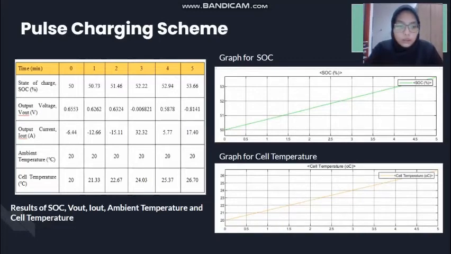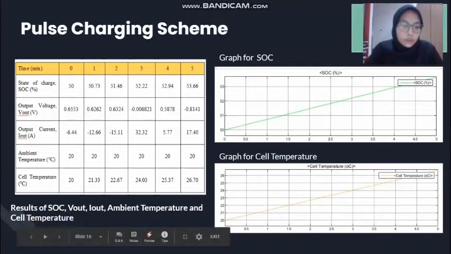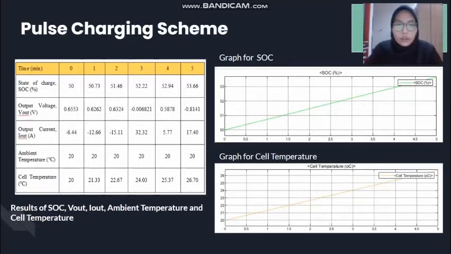With constant ambient temperature, the cell temperature during charging increased drastically until 26.7 Celsius. Within this time of charge, the cell temperature is still in a safe condition and doesn't overheat. But for a long duration of charging, it will exceed the nominal temperature for the battery and may lead the battery to overheat or explode.